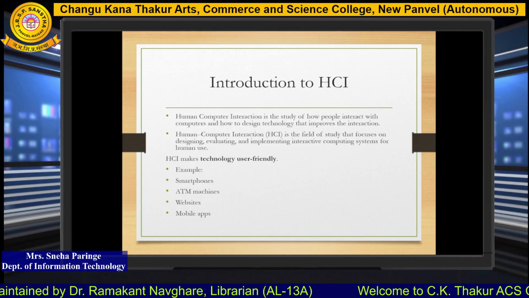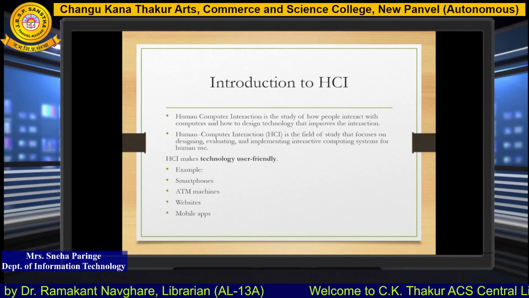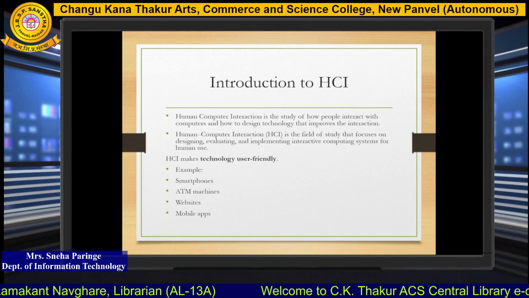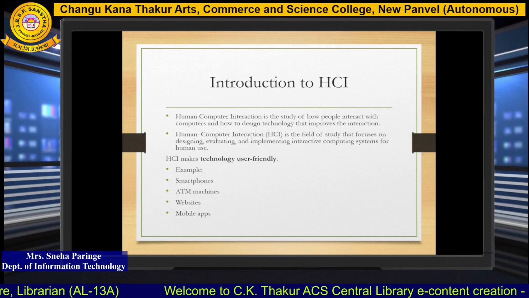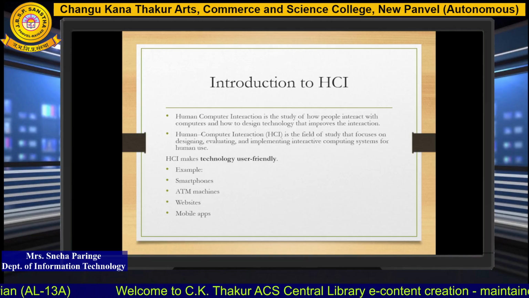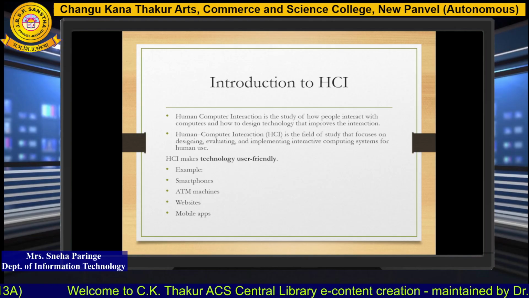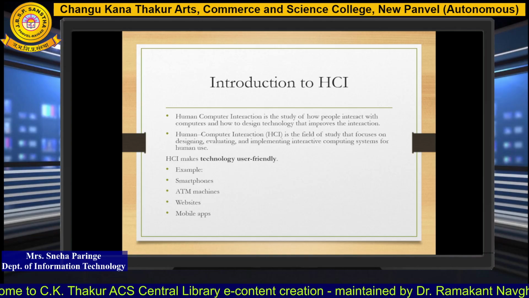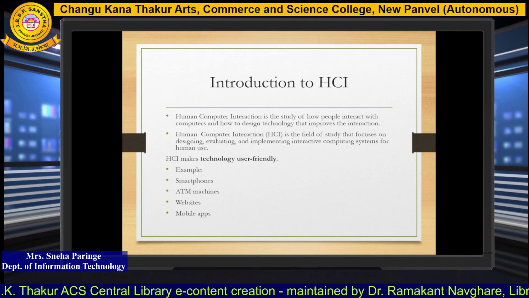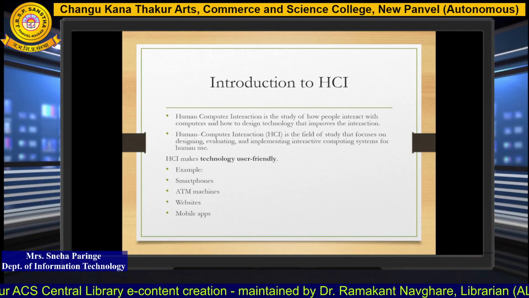Human computer interaction is a field of study that focuses on designing, evaluating, and implementing the interactive computing systems for human use. So basically, this HCI field focuses on designing the various systems, then after that, evaluating those systems and implementing those systems into the real use for the human purpose.